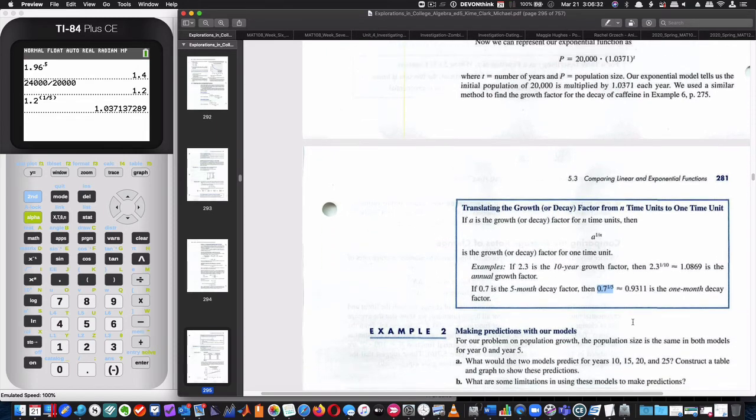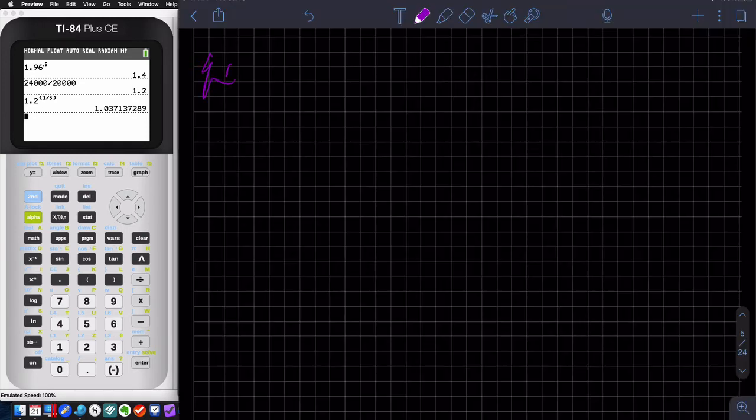So here's example 2, and now I'm working with purple. Example 2. Making predictions with our models. For our problem on population growth, the population size is the same in both models for year 0 and year 5. So they're pulling the data from the work that we just did. So year 0 was 20,000 and year 5 was 24,000. Now they're asking, what would the two models predict for years 10, 15, 20, and 25?